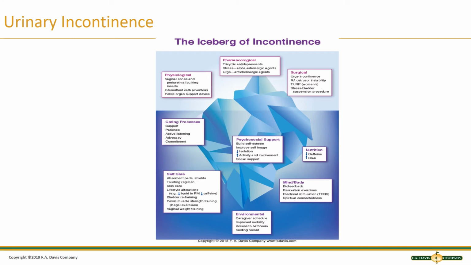Pharmacologic agents include the tricyclic antidepressants, the stress incontinence alpha adrenergic agents, and for urge incontinence, the anticholinergic agents. But keep in mind, all of those come with potential other problems they can create for your patients. And certainly the last option would be your surgical interventions. They would stabilize the detrusor muscles, and then there might be sling or suspension procedures.